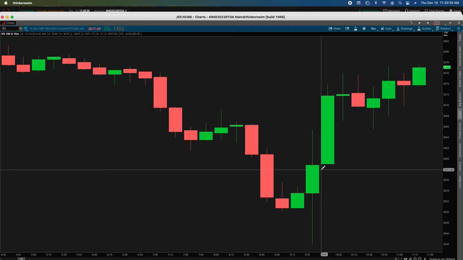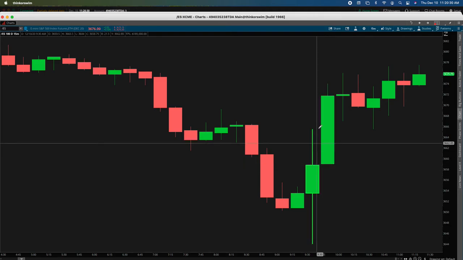It doesn't matter. A gap is a gap, whether it's 25 cents, whether it's $300, a gap is a gap. You must always make a notation of that.